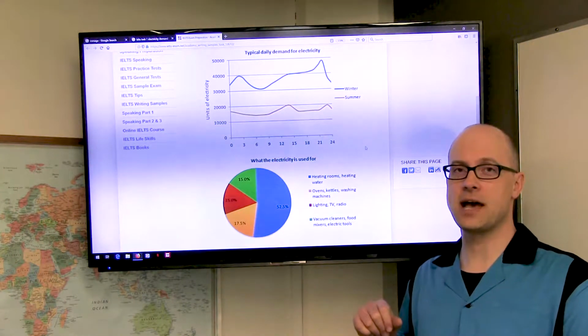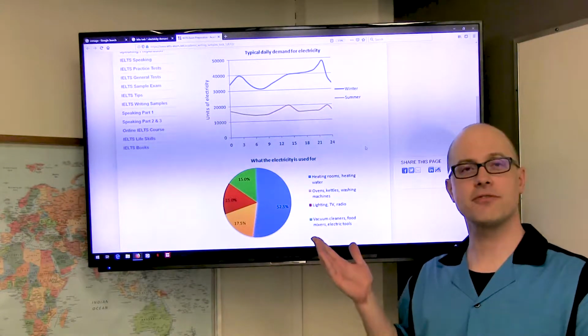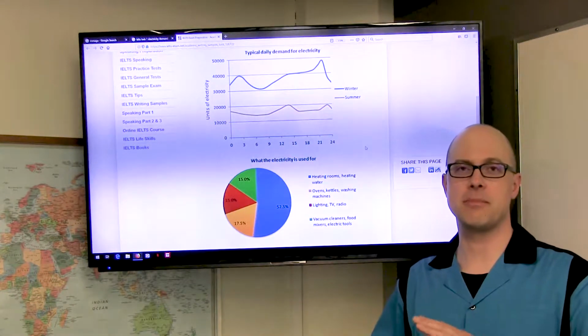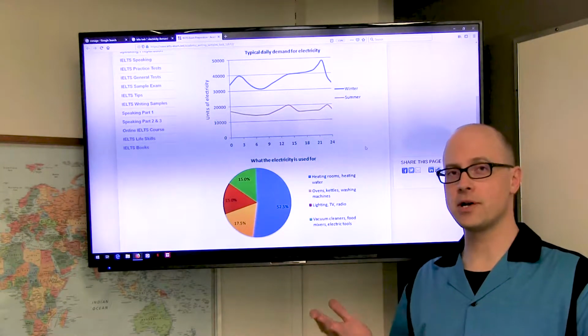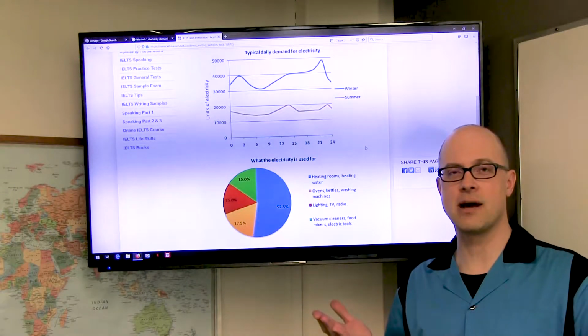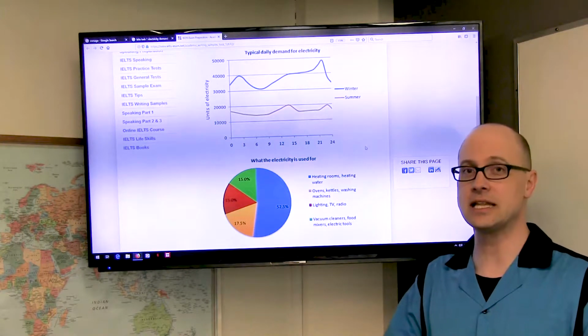In this part of the exam, you'll be given a diagram of some kind. It might be a line graph, or a pie chart, or a bar chart or a table. And you will be asked to write a report of the main features and the main trends that are given in the diagram.